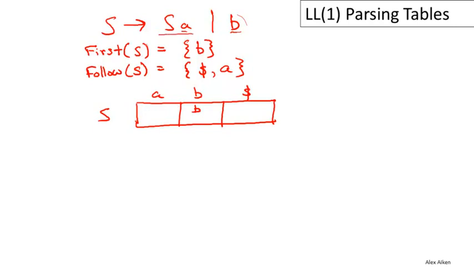And now what about S goes to SA? Well, here, again, this can't generate epsilon, so we're only interested in what it can produce in the first position. And once again, the first of S is just B. And so we'd also have the move, in the SB entry, S goes to SA. And now we see the problem, right? Here we have an entry that has multiple moves. This is a multiply defined entry.